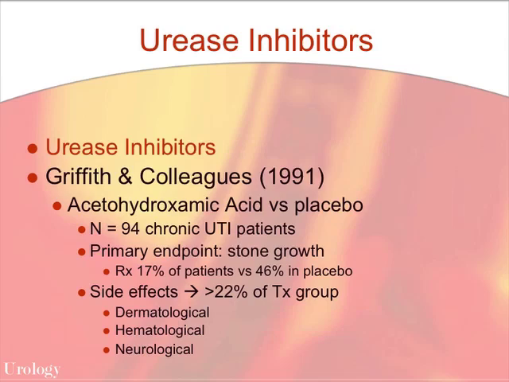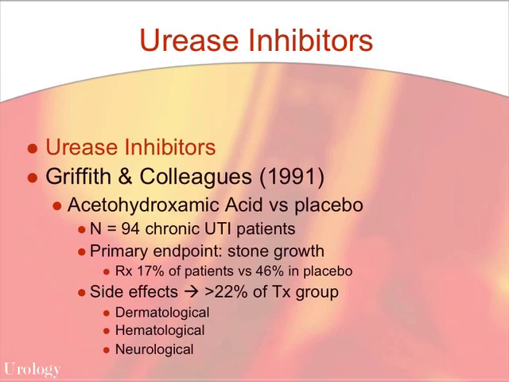In '91, there was actually a prospective double-blind placebo-controlled trial looking at acetohydroxamic acid versus a placebo. They accrued 94 patients that had chronic urinary tract infections, and their primary endpoint was stone growth. So did the stone grow or did it not grow? What they found was that in the treatment group, only 17% of patients had stone growth, compared to 46% in the placebo group.